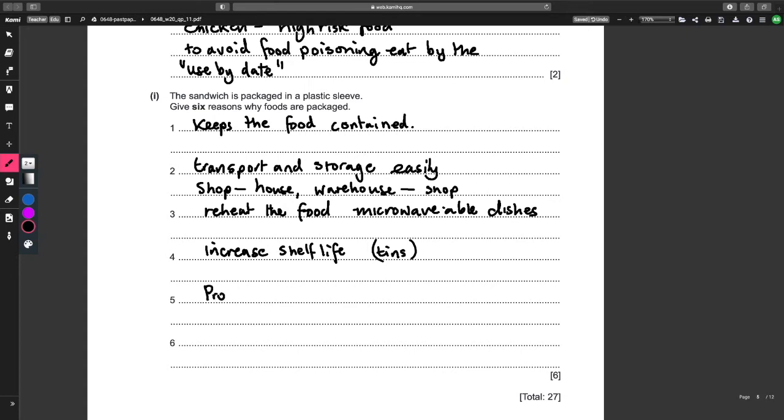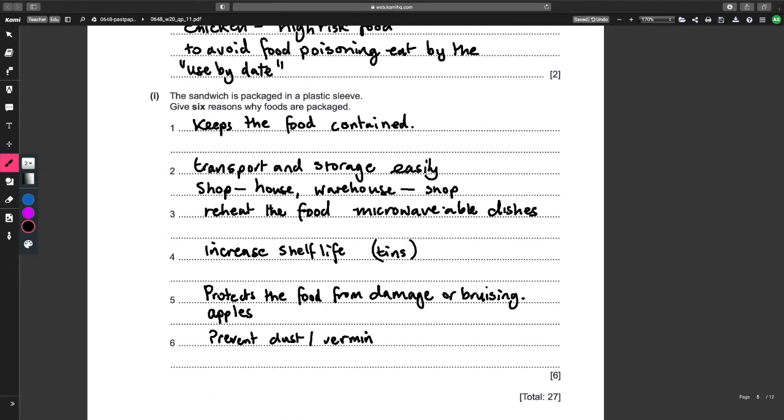The packaging also protects the food from damage or bruising. So perhaps apples, you don't want them bruised. If you think about that, apples are an example. And lastly, we also want to prevent dust, vermin, and insects from contaminating the food.